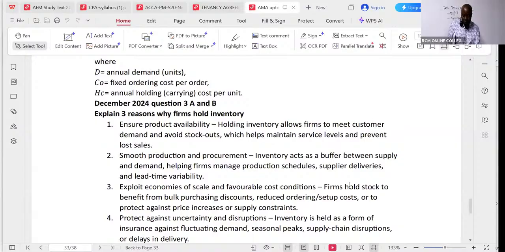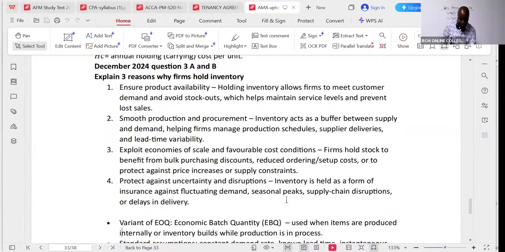Farms hold stocks to benefit from bulk purchasing discounts, reduced ordering setup costs, or to protect against price increases or supply constraints. Protect against uncertainty and disruptions. Inventory is held as a form of insurance against fluctuating demand, seasonal peaks, supply chain disruptions, or delays in delivery. I hope from that section, of the 4 areas I've given you, you can easily choose any three.